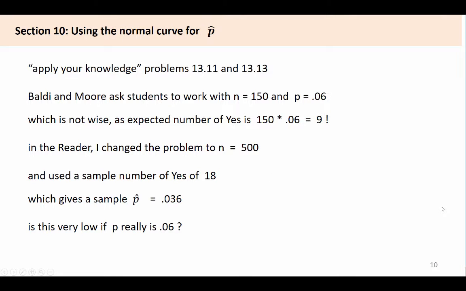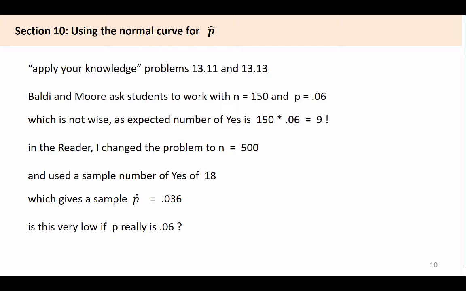Now we're also going to be looking at normal curves for p hat. Here's the problem from Baldi and Moore, 1311 and 1333. It's one of those apply your knowledge problems in the middle of the chapter. They ask you to work with an n of 150 and a p of 0.06. And I don't think that's too wise, because 150 times 0.06 is 9, and that's kind of less than 10 for the normal approximation. So I changed the problem around a little bit in the reader to have an n of 500, a sample number of yes of 18. And here the conditions would work out.